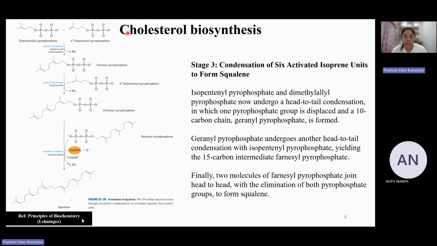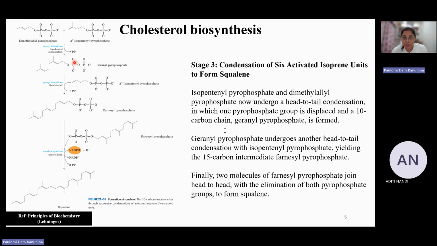Now, head to head tail means this and this are not getting attached to each other. They are getting attached at the tail of the other. So head to tail. Okay. So you have your geranyl pyrophosphate. This is forming when one of the phosphate groups is leaving, and these are forming a structure with each other. Okay. All right. Now what happens after that?